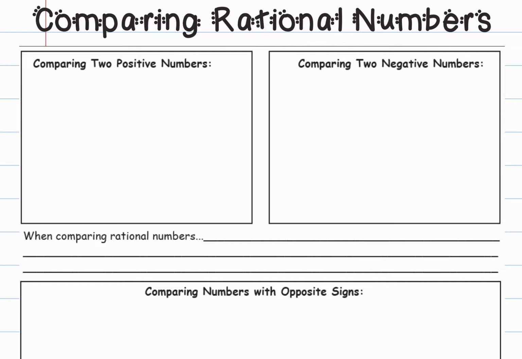In this lesson, we're going to look at comparing rational numbers. We're going to look at comparing rational numbers using symbols, and also how to compare them by writing them in order from least to greatest and how we can do that using a number line. So first, let's look at how we compare rational numbers.